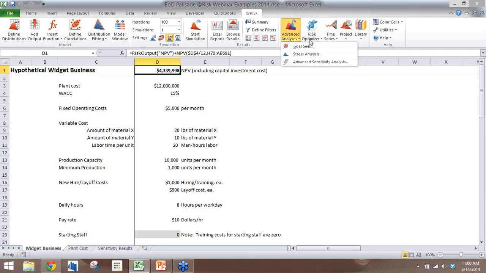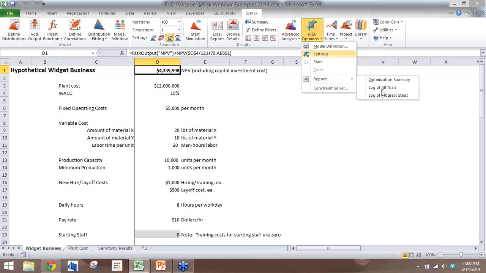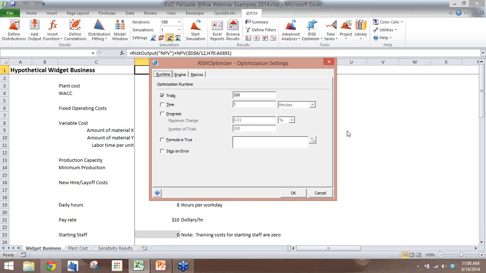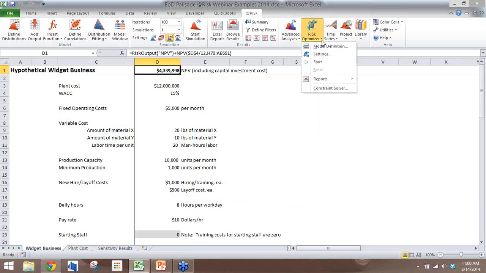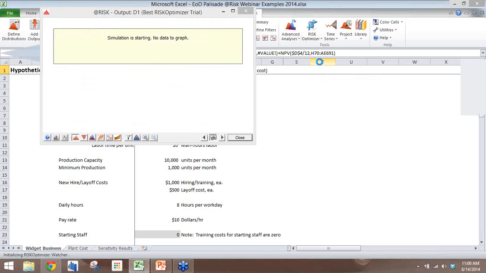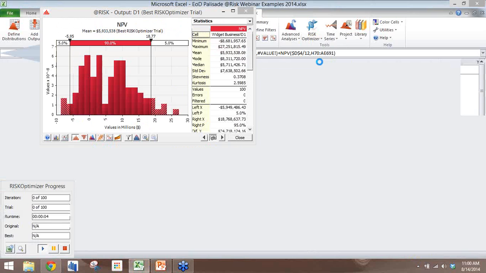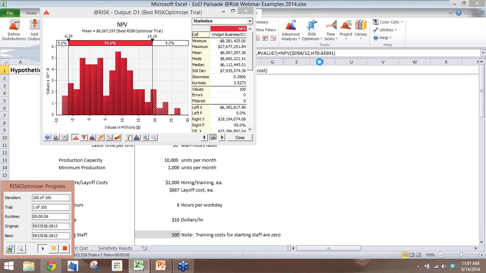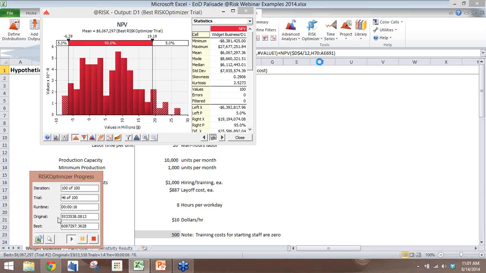Now, in this case, it's going to run quite a few simulations embedded within the optimization. So I'm going to limit this to 100 trials just to make the length of time reasonable for us. But when I run it, let's see what we get. You can see down here it's showing my Risk Optimizer progress box, and I'm moving toward my 100 trials.